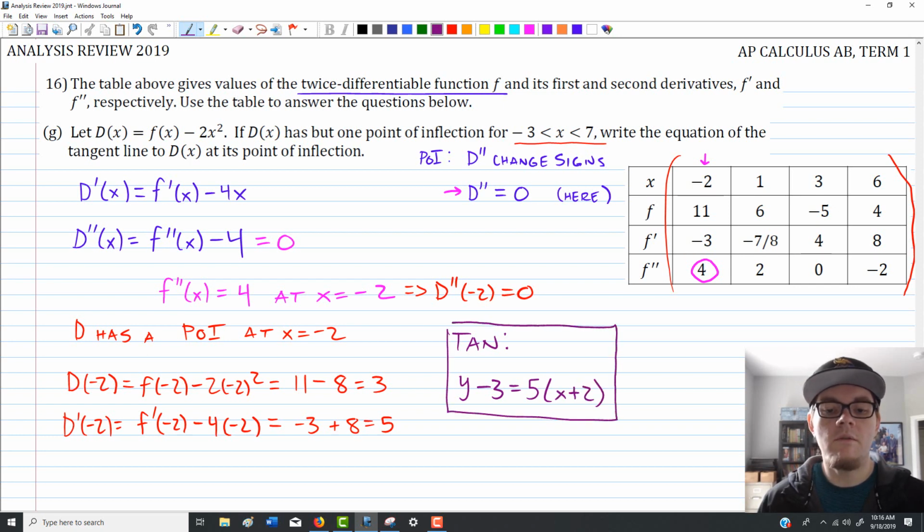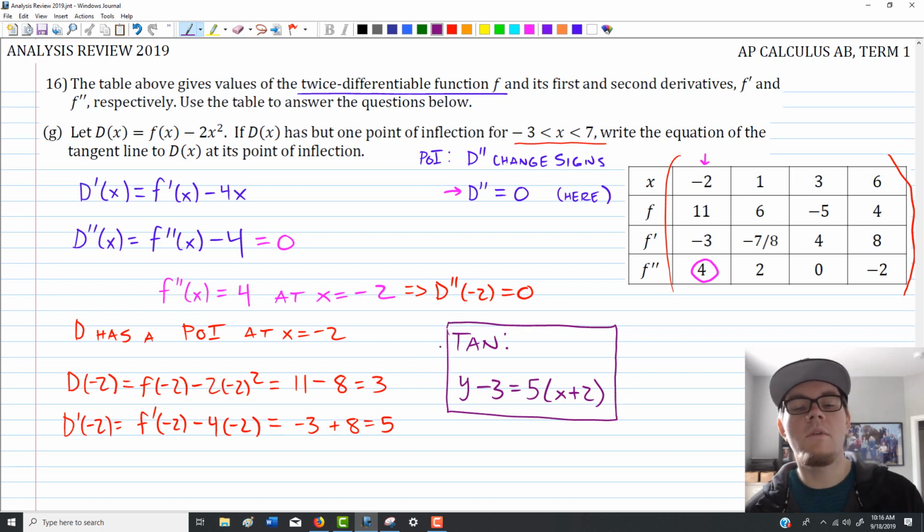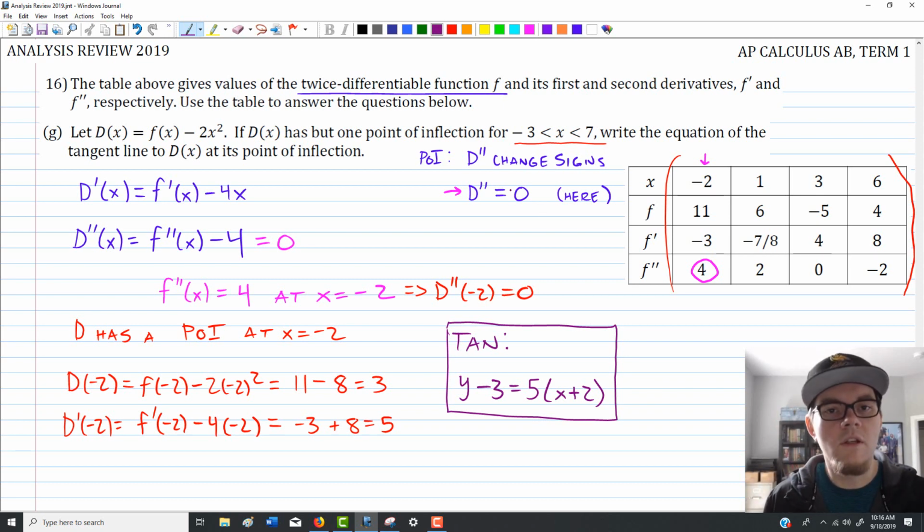So the tangent line part was really easy. The interesting part was figuring out where the point of inflection could be based on this table. So take that for what it is. I think this is a really good question that does a lot of really good stuff, and it forces you to work with the table in a really unique way. So I'd say it's a pretty high-level question, but one that I think is very computable and very doable in a short testing-like time period.